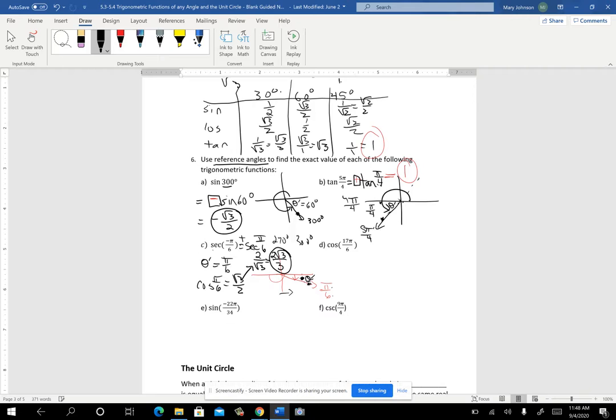Now this was a little harder than the others because it involves secant. So when I'm doing that, I just think about doing the cosine. And cosine of 30 was square root of 3 over 2.